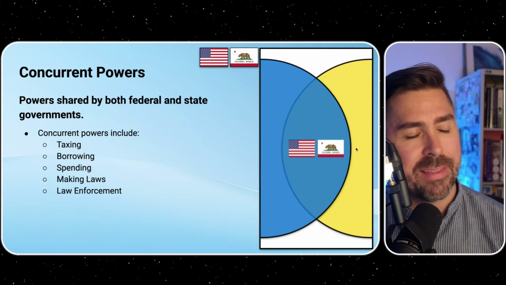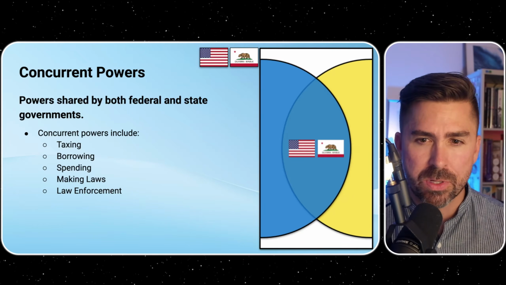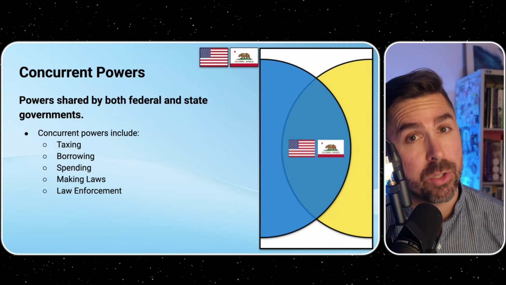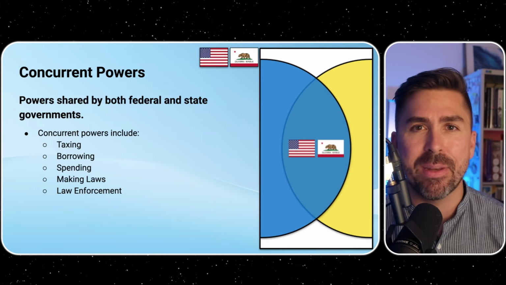Now, earlier we looked at that Venn diagram and we had these two overlapping circles. And right in the middle of that slice is our concurrent powers. The word concurrent means that something is happening at the same time. Let's imagine that your friend invites you to go watch a movie with them, but you can't go because you already told your cousin that you're going to come to their birthday, and they're happening at the same time. Well, those two events, the movie and the birthday party, are happening concurrently.